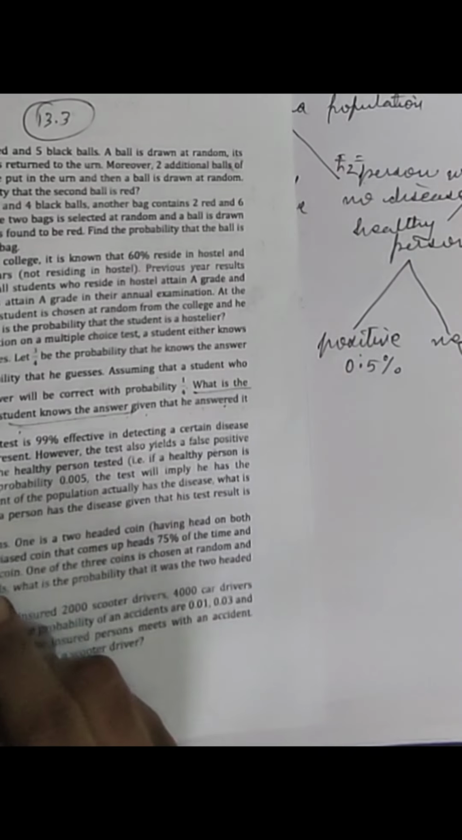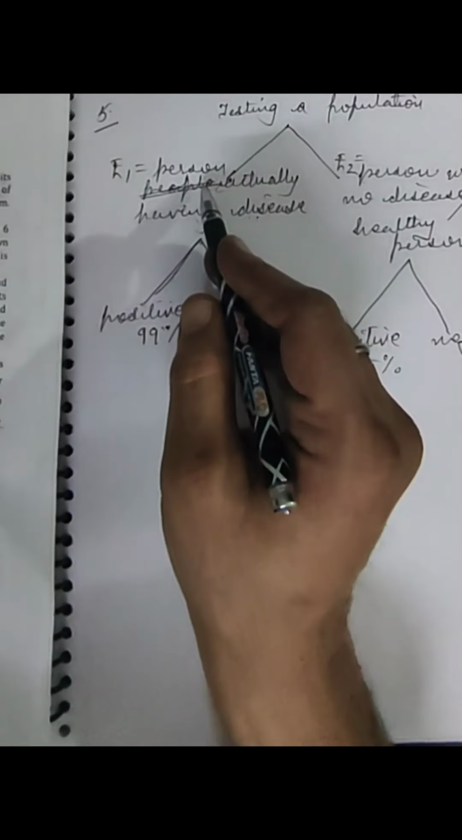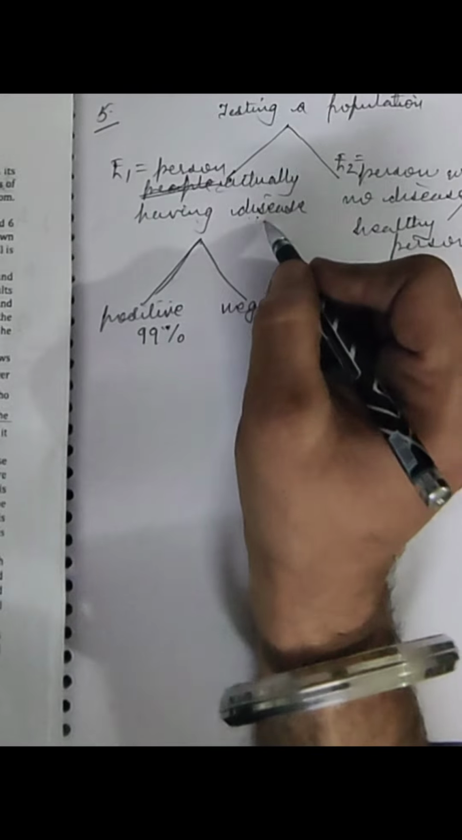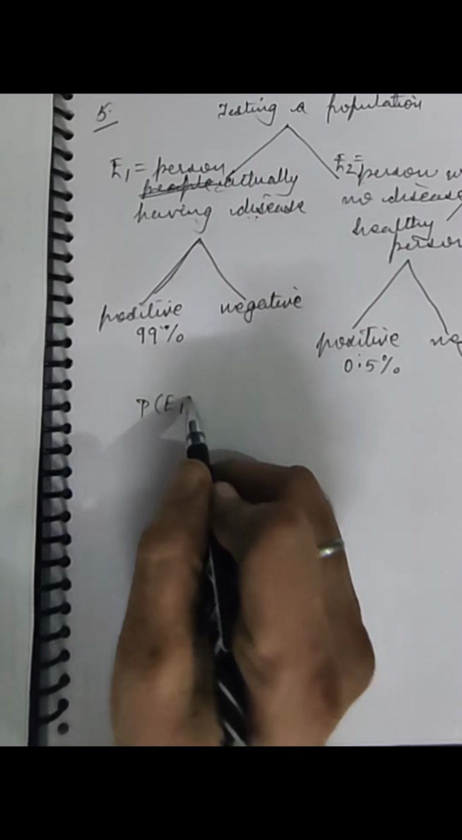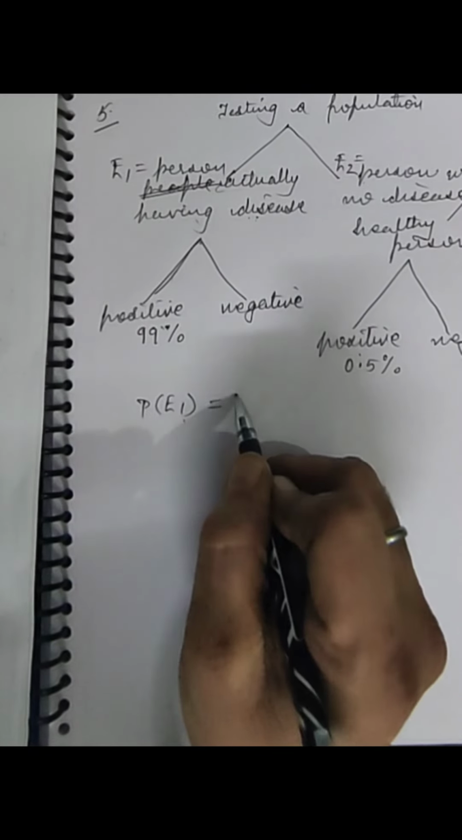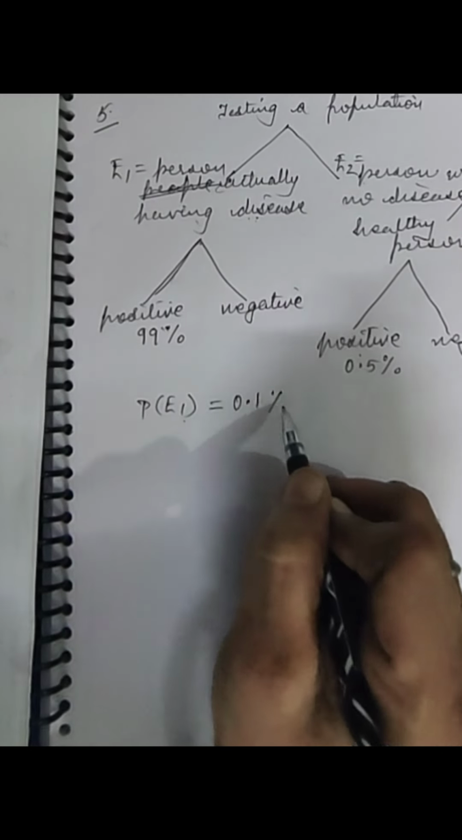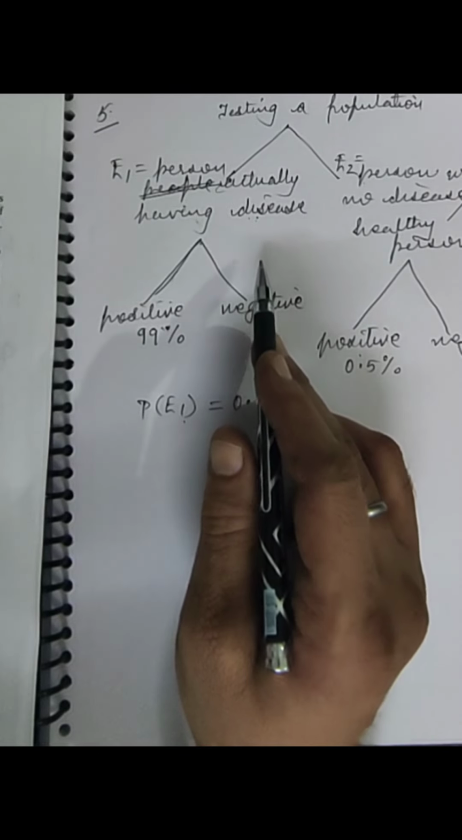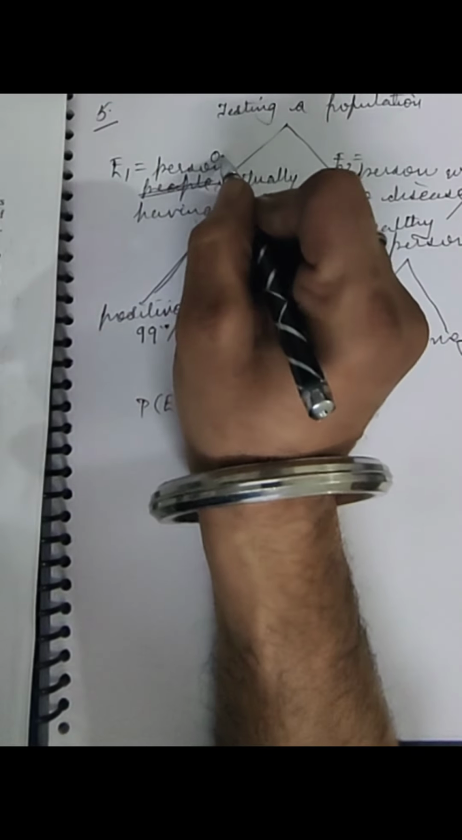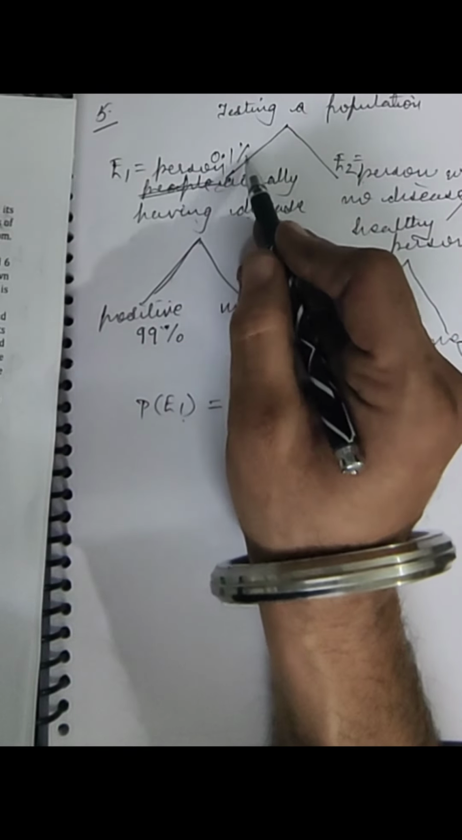We are also given that 0.1% of the population, this one, actually has the disease. So we are having P1. We can write here only P of E1. Probability of E1 is 0.1% actually having the disease. To indicate, we can put here 0.1%. Obviously 0.1 out of 100.